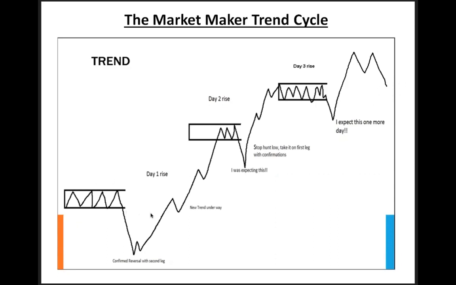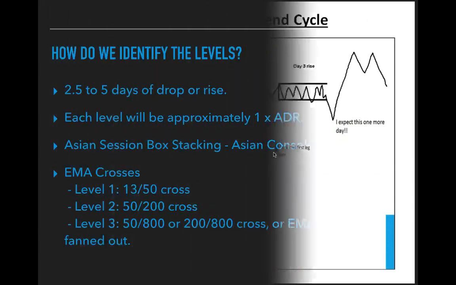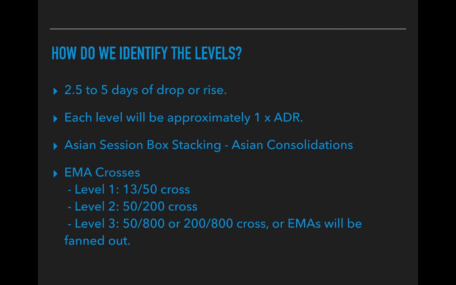So this is generally what the cycle should look like, and obviously flipped around the other way when going in the opposite direction. This is what you're generally looking for. Now, to identify the levels, how do we do that?